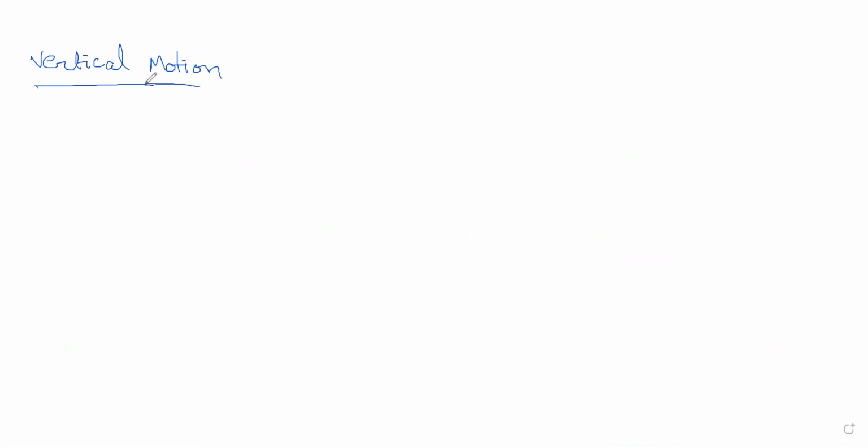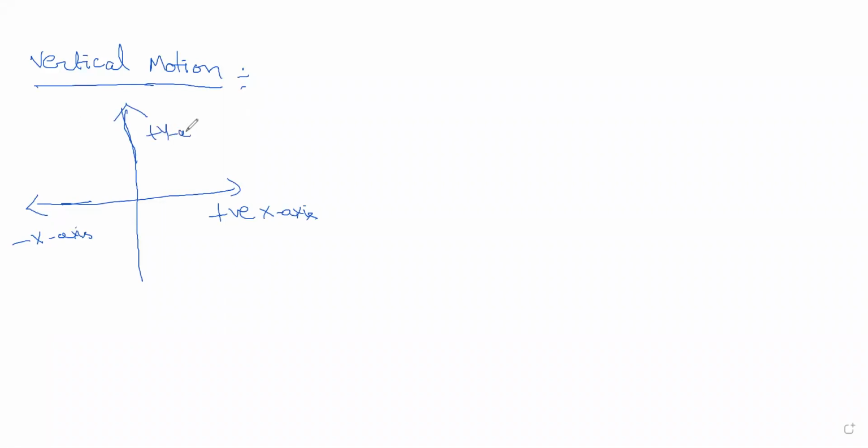Vertical motion. Next concept of discussion is vertical motion. What is vertical motion? Please understand. This is positive x-axis. This is negative x-axis, okay? And this is positive y. And this is negative y-axis. Okay.